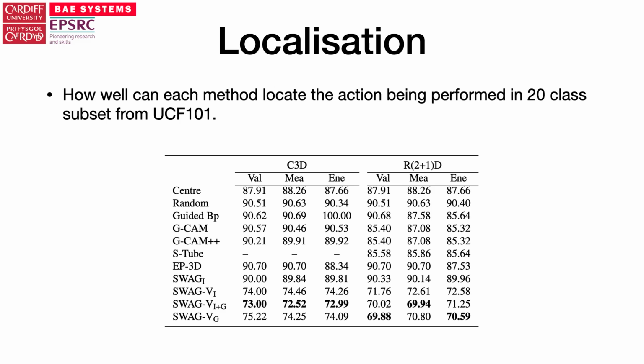We used a 20-class subset of UCF 101, which contains bounding box data for the actions being performed. If the explanation overlapped with the bounding box by a certain amount, then it suggests that a given technique is able to locate the action. As shown in the table of results, SWAG-V outperformed all the other techniques we compared against.